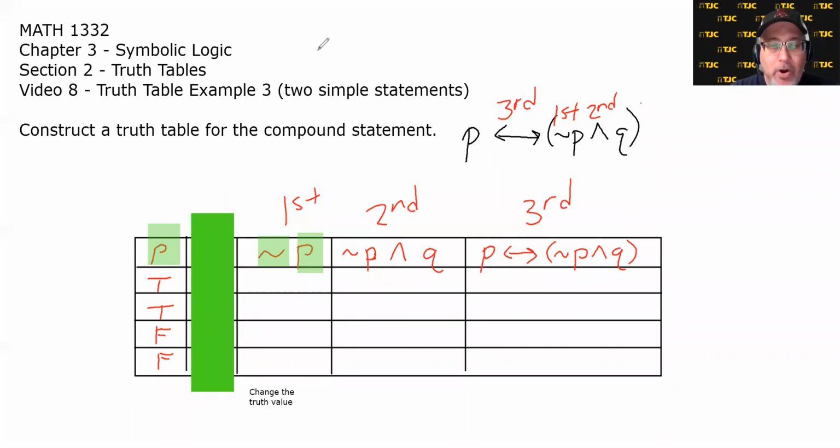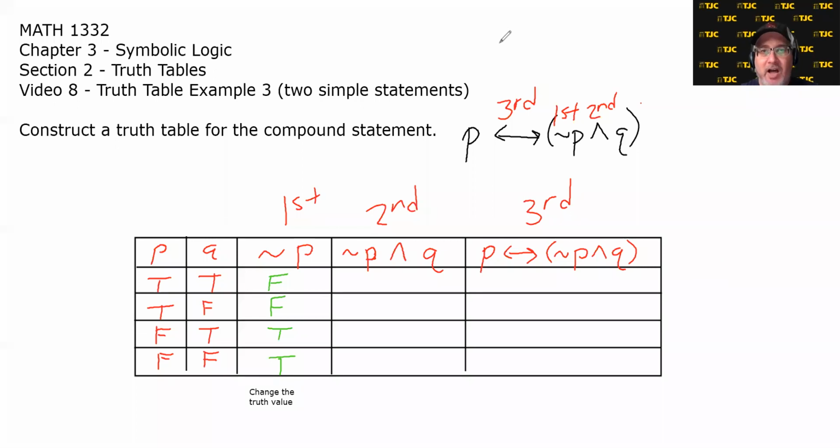And now let's do our rule to our column. We are going to change the truth value on this column over here and write it in the first column. The P column is true, true, false, false. And if we change those truth values, we get false, false, true, true. There's the first column. Let's clean this up.